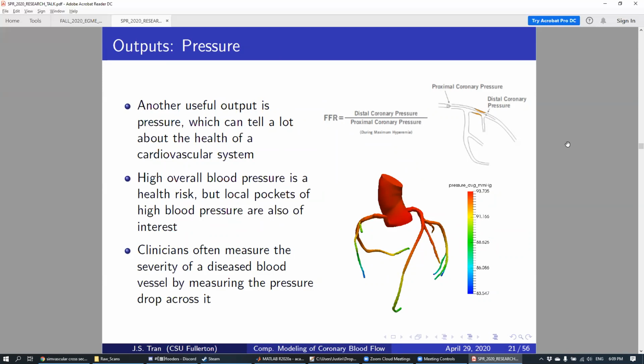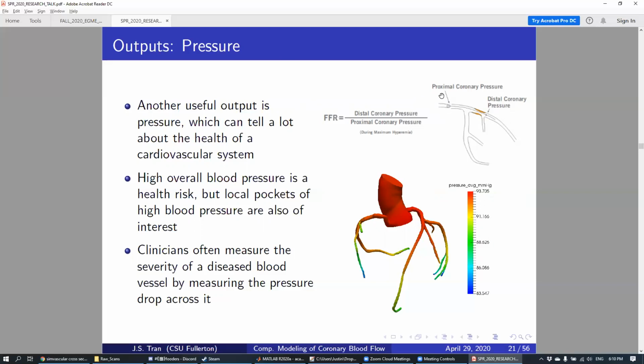One other thing that doctors can use blood pressure for is to measure the severity of a disease. What I have in the top right corner here is a simple example of a disease in this blood vessel. It's a little bit hard to see, but from here you can see these parts that are highlighted in orange. What you have is plaque building up in that blood vessel, restricting the amount of blood flow that can go there. So what doctors typically do to measure how bad this disease is, is measure the pressure drop across the disease.